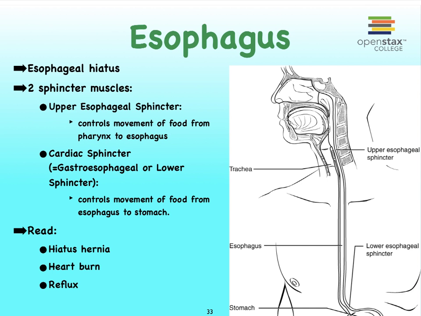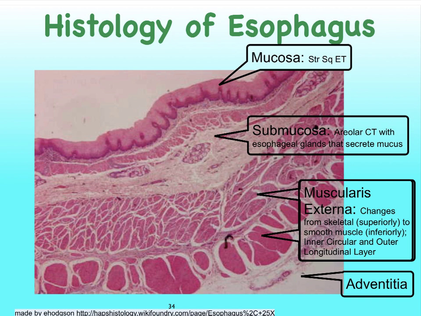Final comment to make about the esophagus is that it's lined with stratified squamous epithelial tissue, but the second that we see the transition between the esophagus and the stomach, we see a very abrupt transition to simple columnar epithelial tissue.